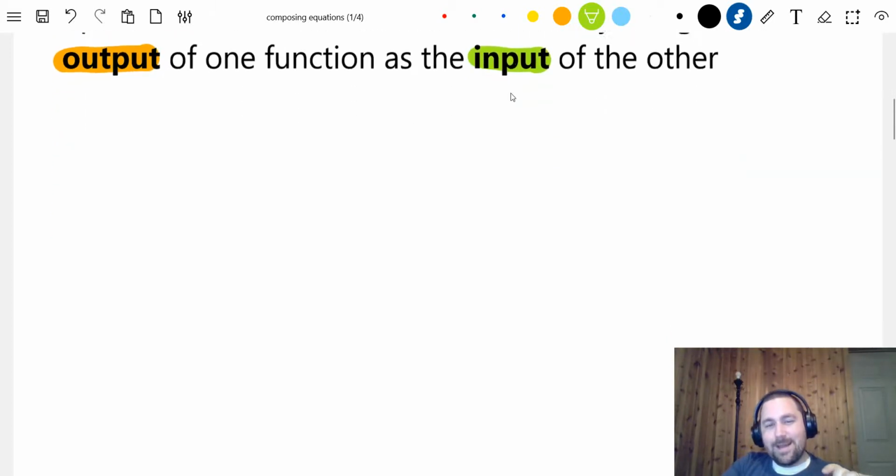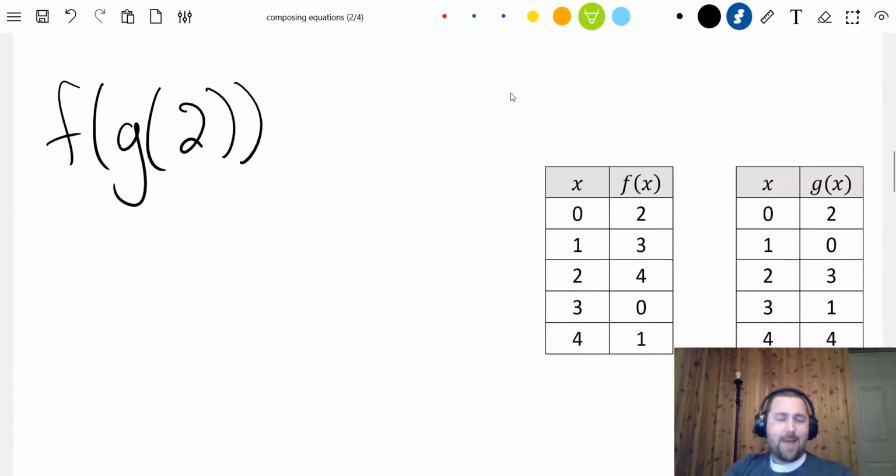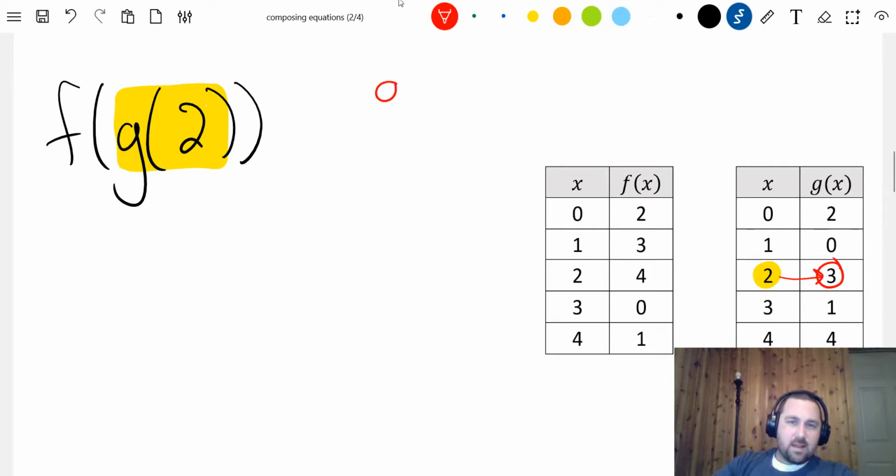You've seen some examples, such as the following. Hey, look at that, we've got these great little tables over here. We want to find f of g of 2. Well, if you were asked to find f of g of 2, we would start by looking for g of 2, which means that we would go to 2 in the input part, the x column, and then look to see what the output is. Oh, it's 3. So we happen to know that g of 2 is equal to 3.